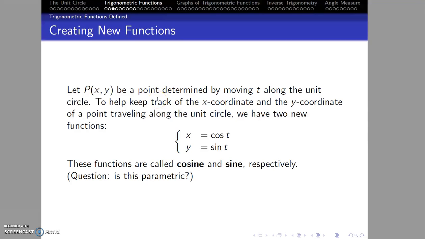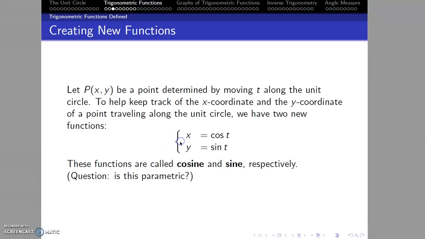Well, I've got 2 functions for us here. I'm going to say x, the x coordinate of my terminal point, is going to be called cosine of t. So for any distance, cosine of that distance will give us x, the x coordinate. Also, the sine of that distance, sine t, gives us the y coordinate. So we have sine and cosine. Sine gives us y, cosine gives us x.